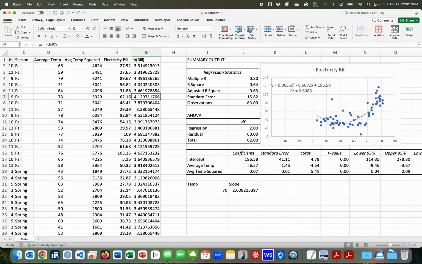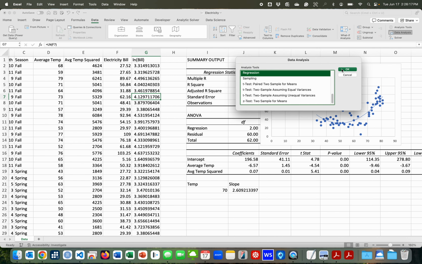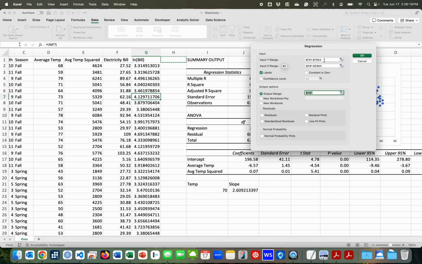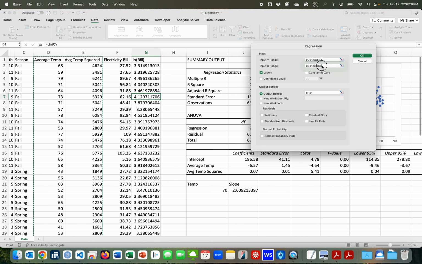So I'm going to go back to my regression tool here. My y range is now going to be the natural log of the dependent variable. So I'm going to click that, Control Shift down, so G1 to G64. And my x range is just going to be temperature. Now you could add the temperature squared. That model is perfectly valid. But for ease of interpretation, we're just going to use one independent variable here. For the output range, I want to put this down here so I'm not overwriting anything.